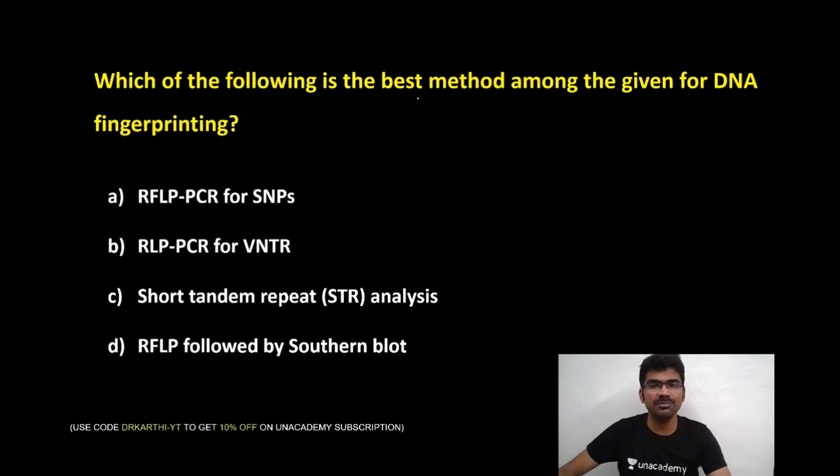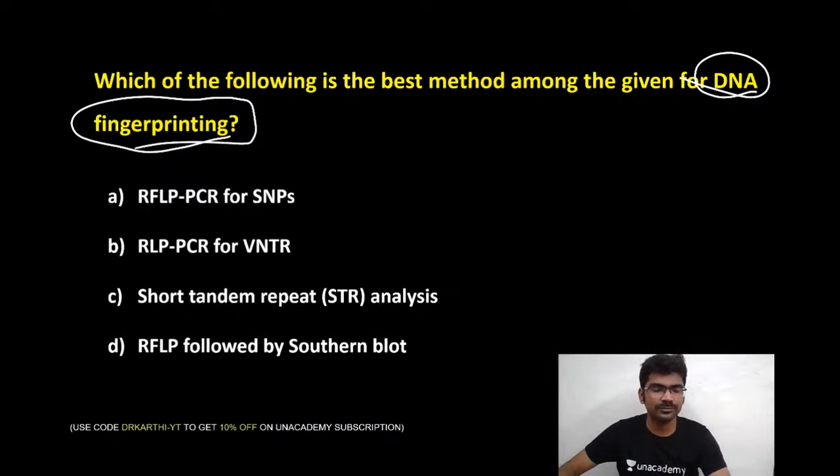Now answer this question. Which of the following is the best method among the given for DNA fingerprinting? What is DNA fingerprinting? That is to identify a person. So there is a crime scene. From the crime scene, what do we take? We take one sample from the crime scene.